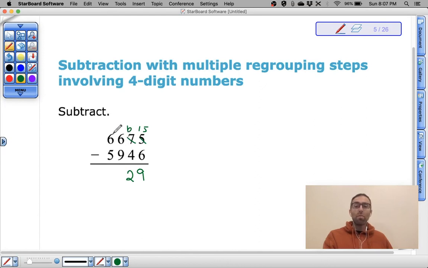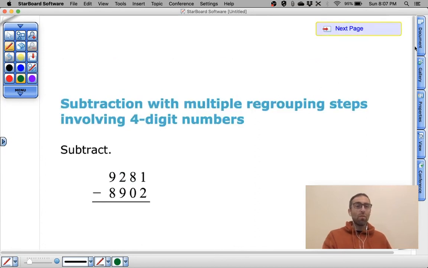So I have to borrow from the digit to the left. So I'm going to borrow from this 6, and it's going to become a 5. The 6 then becomes a 16. 16 minus 9, I have an answer of 7. And 5 minus 5 is 0, so we're just going to leave that as is. We don't have to put the 0 in there. So your answer is 729. Let's go over to the next example.